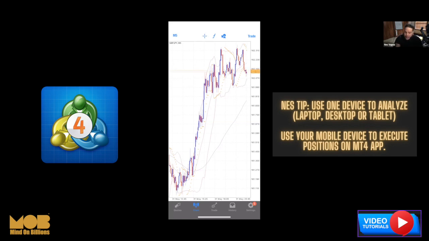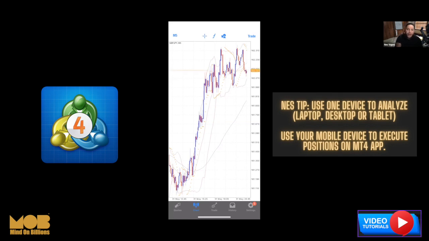Battery is limited. The thing that you don't want to happen is you're analyzing all on your phone and then your battery runs out. Or even worse, you are in a live trade, your phone dies and there's not a charger in sight for the next couple of hours. That could be some of the worst things that could happen to you as a new trader.